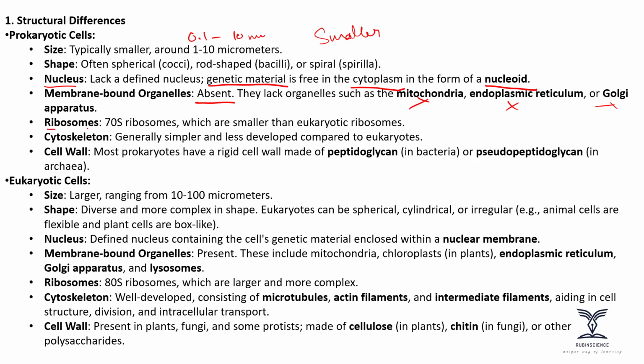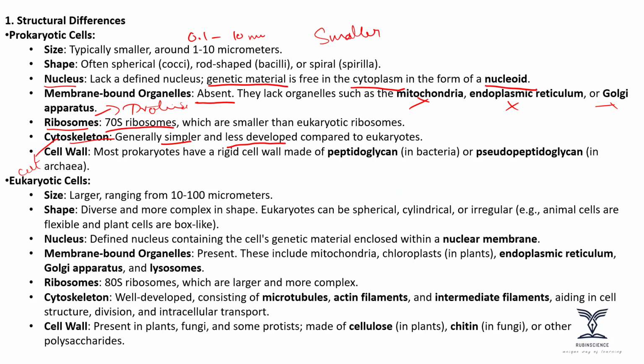And ribosomes, the main function of ribosome is protein synthesis. So here we have 70S ribosomes. And the cytoskeleton. Cyto means cell, skeleton means a structure. Generally, the cytoskeleton of prokaryotes is simple and less developed when compared to eukaryotes.